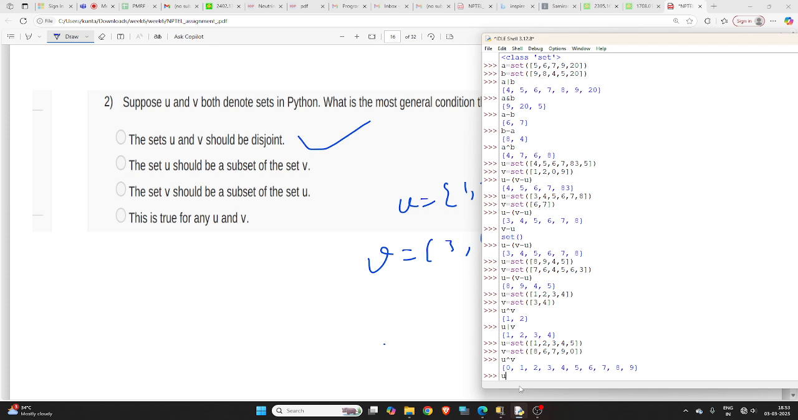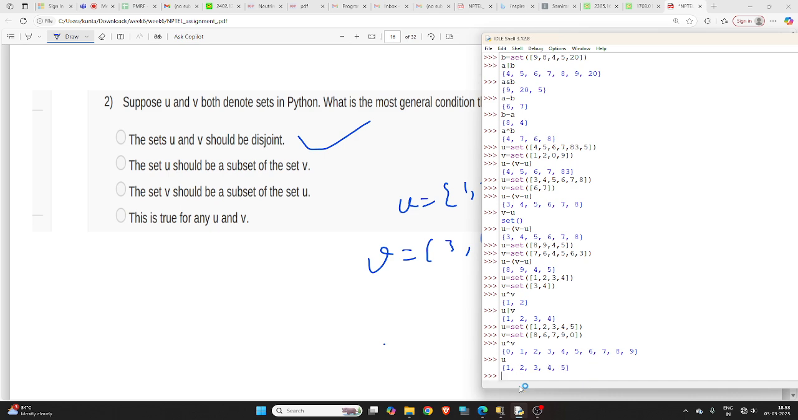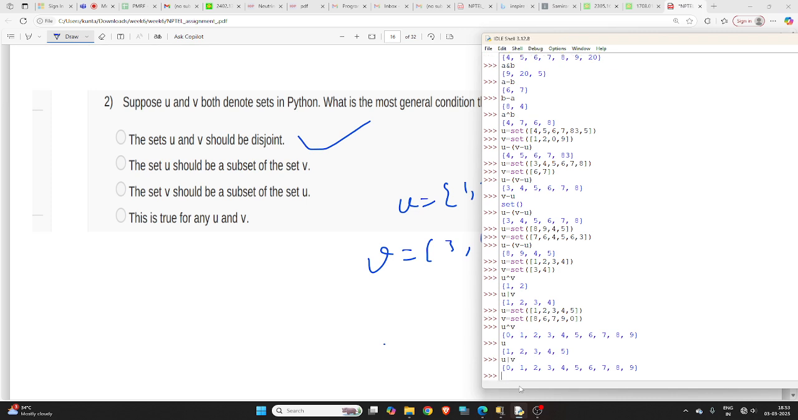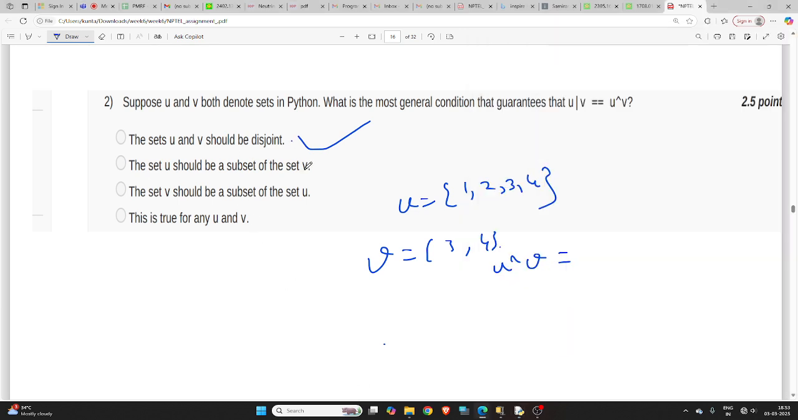So now u ^ v and u union v will be the same. Why? Because there is no common element, there is nothing to subtract in the case of u ^ v. Similarly, u union v also gives exactly the same answer, including all the terms in u and v. So u ^ v and u union v will be the same only for the case of disjoint sets. So this is the answer for question number 2.